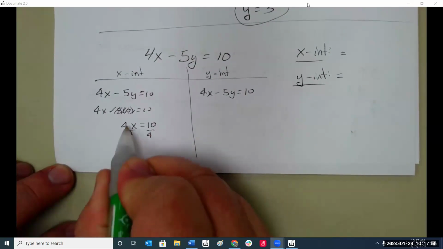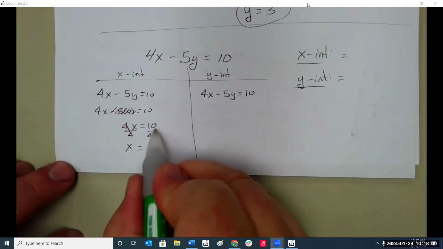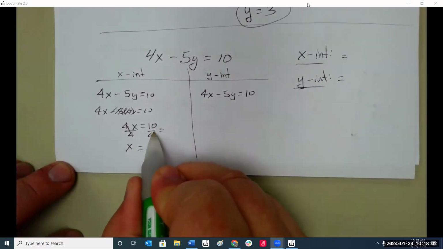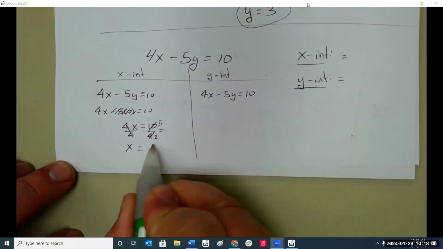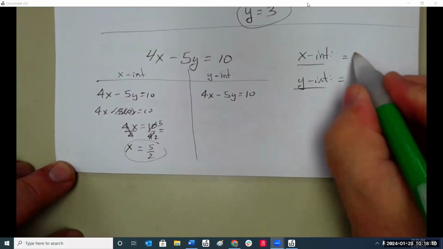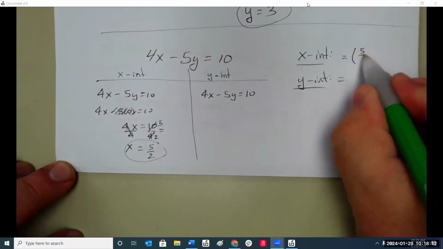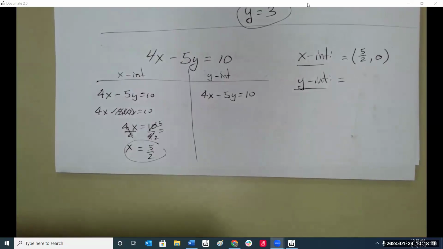Divide both sides by 4. We can simplify here. 2 goes into 4 twice. 2 goes into 10 5 times. So we get 5/2. So my x-intercept is (5/2, 0). So far, so good.